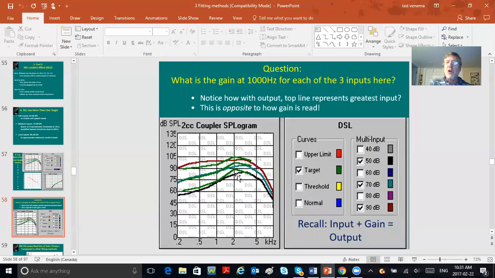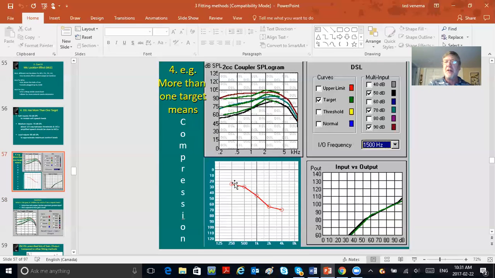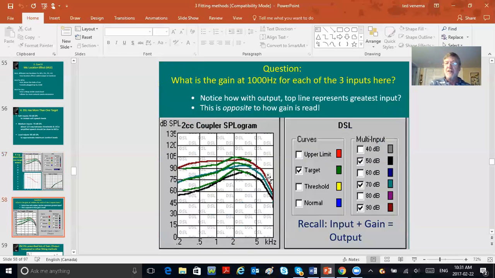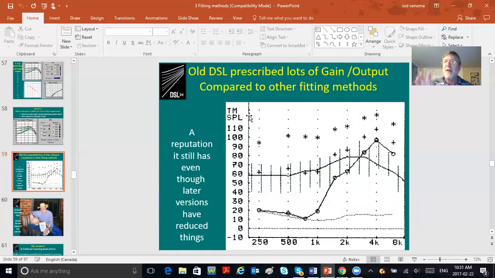And here's just a close-up of exactly what we talked about. I could have shown you the very same thing. So this slide is just a close-up. But make sure that you look at this and internalize it, okay? And notice how with output, the top line represents the greatest input, and the bottom line represents the softest input. This is opposite to how gain is read. And we'll talk about that next week.